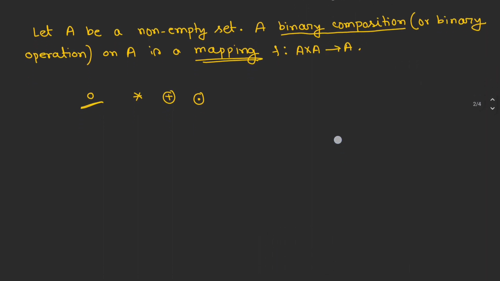Suppose we have a set G, which is not empty, and there is a binary operation circle. Now this system (G, circle), that means the non-empty set G along with the binary operation, is a system. This system is called a groupoid.